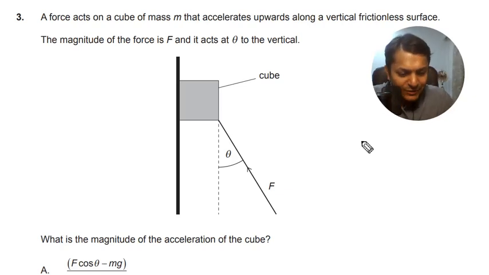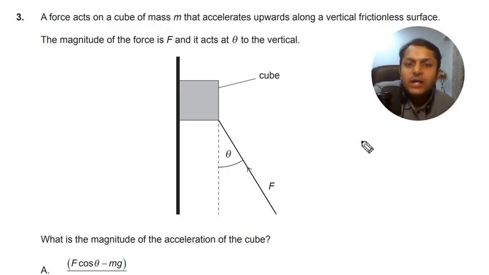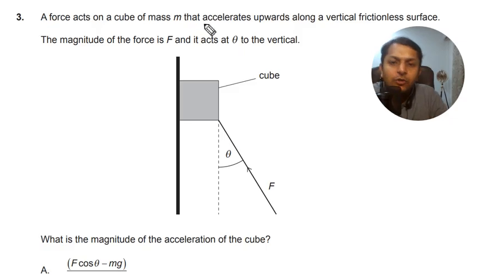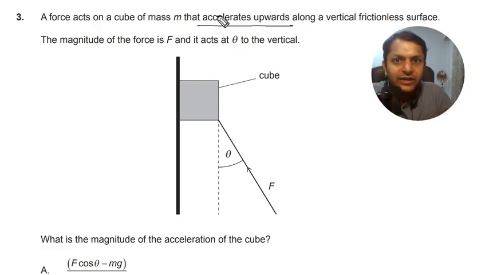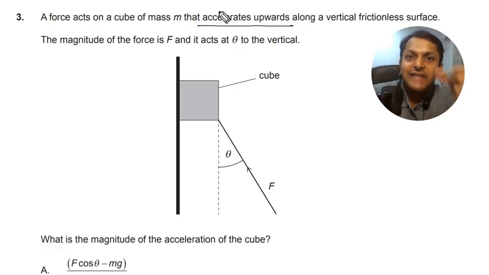Okay, dear student, let's see what is there in this question. A force acts on a cube of mass m that accelerates upwards. Okay, so it is already given here that it is already accelerating. So if acceleration is not zero, it means F net will not be zero. So F net will be there.